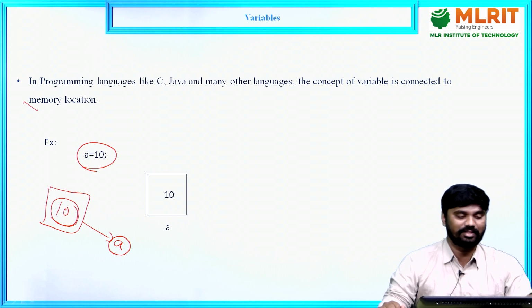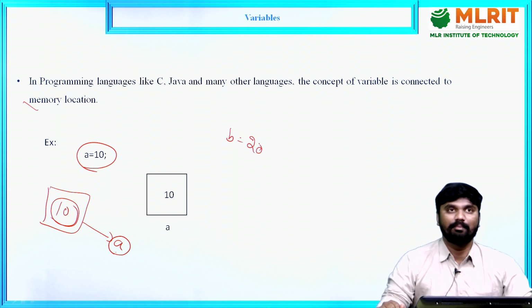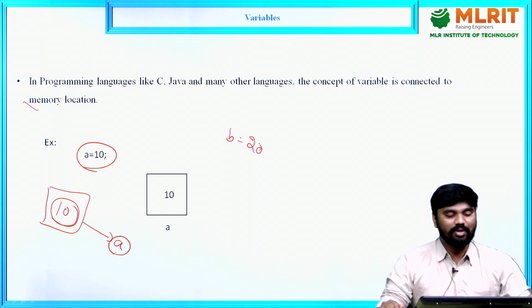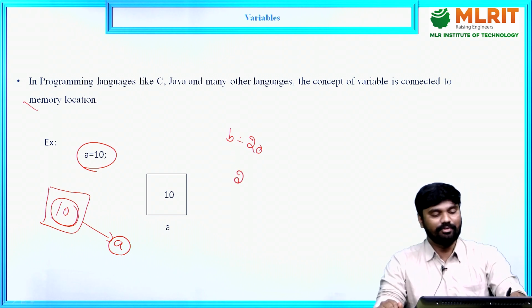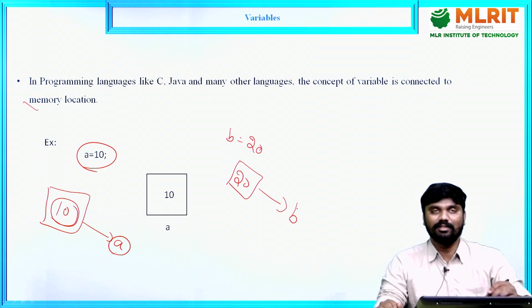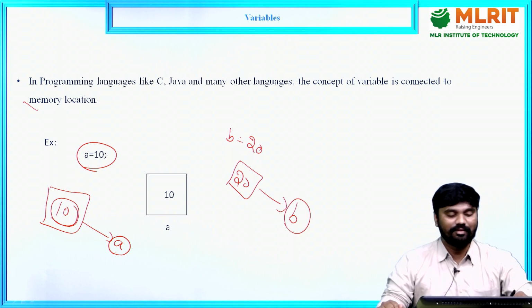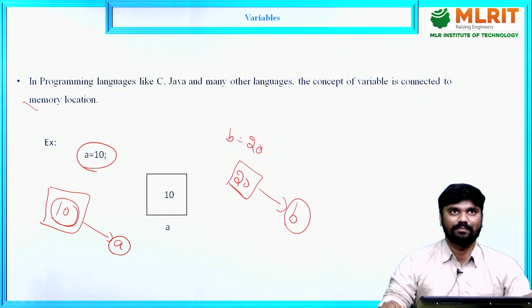As we discussed, for example, b equals 20. First the value 20 will be stored in the memory, and then it is pointing to a name, that is b, and here b is the location of the value, that is 20. So a variable represents a memory location of a value.